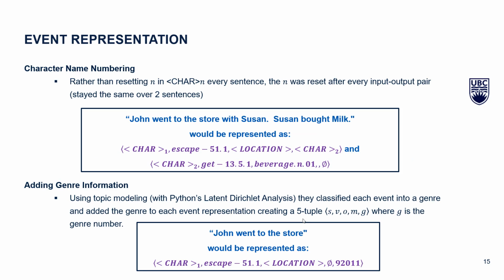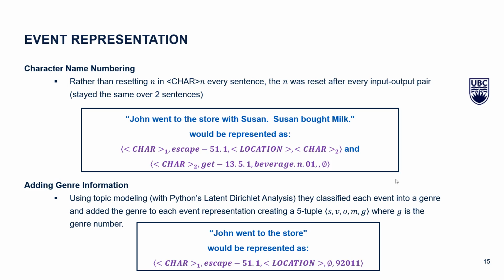So another variation we had was character name numbering. Rather than resetting N with that char every sentence, the N was reset after every input-output pair, so it stayed the same over 2 sentences. For example, we have John went to the store with Susan. Susan bought milk. So we have char 1, escape, location, and then char 2, that's Susan. And then we have char 2 again, so Susan is staying the same over both sentences there. Get, beverage, empty. So that's just keeping that character name numbering.